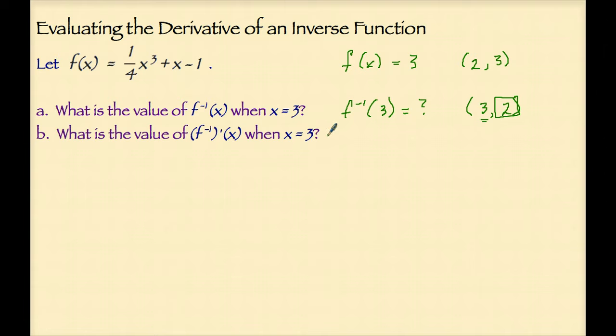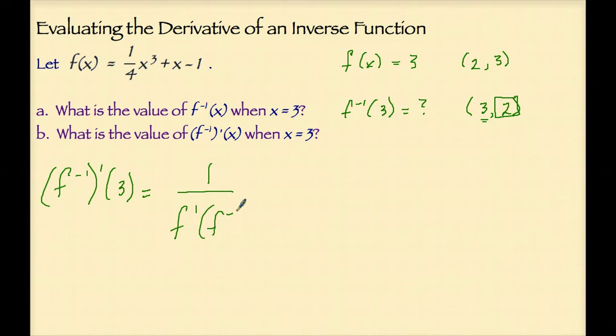What is the value of f inverse prime of x when x is equal to 3? Remember the way we're going to find that derivative. f inverse prime of 3 is equal to 1 over f prime of f inverse of 3. And of course, in letter A, I found that value, which was 2. So we're evaluating 1 over f prime of 2.